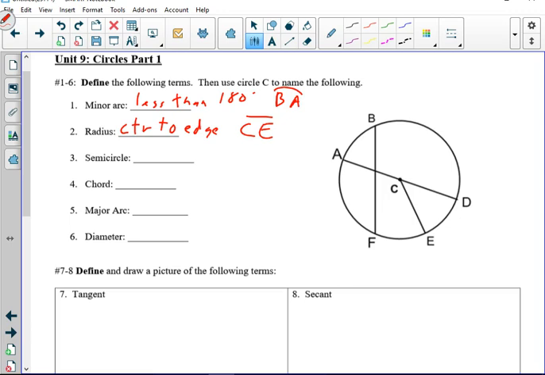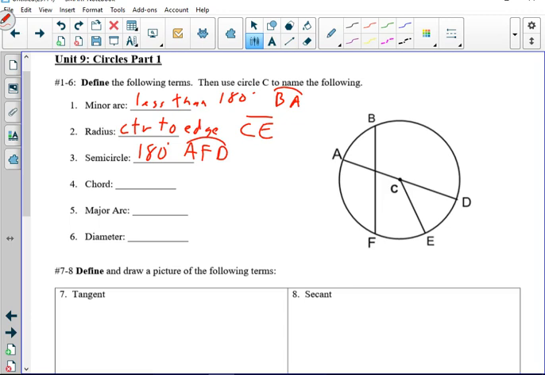A semicircle that's 180 degrees, such as AFD. You could also call it AED, or DFA, or DEA.